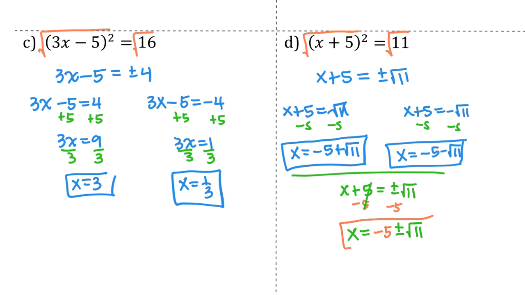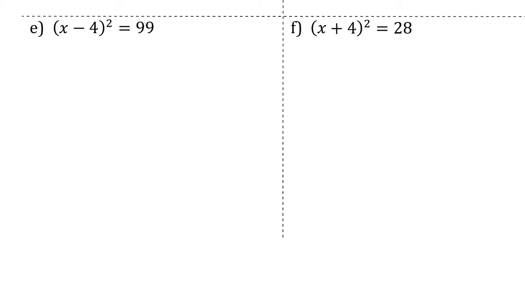Okay, now this is one way to write my answer, and it means the same thing as these answers. Because one is negative 5 plus root 11, which is this one. The other one is negative 5 minus root 11, which is this one. Okay, let's do two more. Okay, same steps though, just adding some simplification.